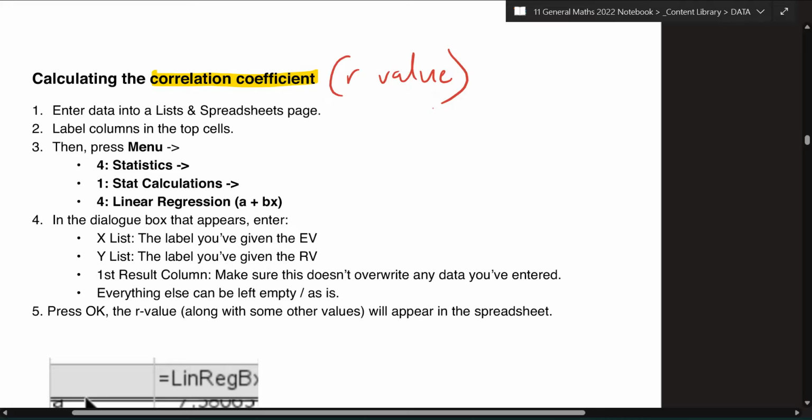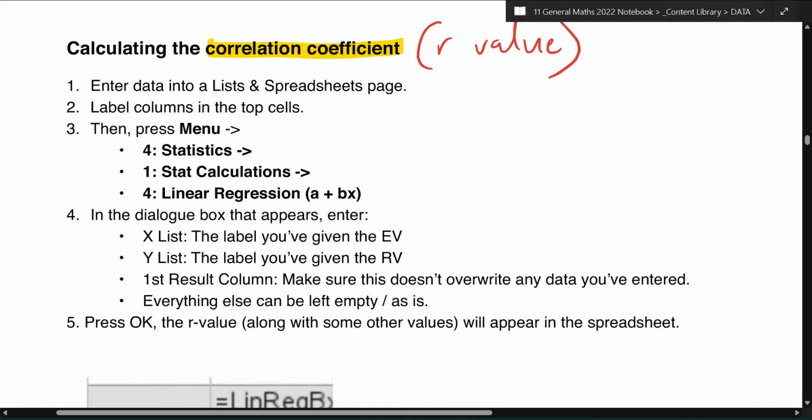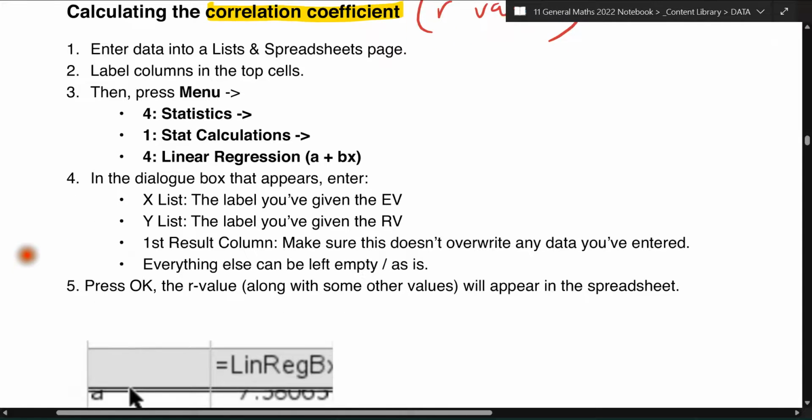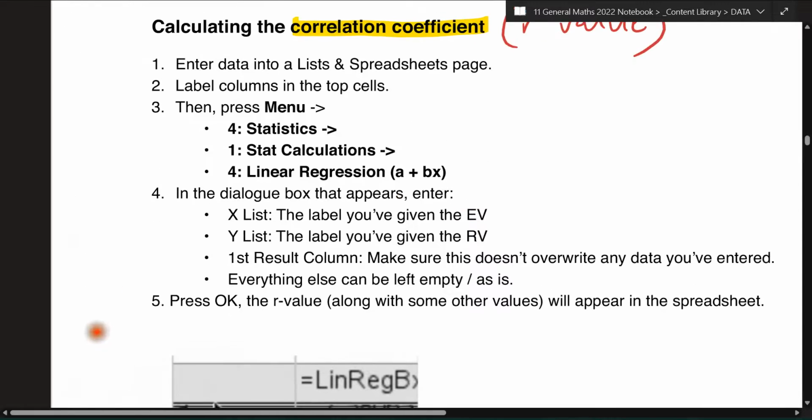So this is what we do in a calculator. Typically, we know how to do this already. The first part is put your data in your calculator. So you've got your list and your spreadsheets. You've got column 1, column 2. Make sure you know as well which is your EV and which is your RV, because if you get them the wrong way around, you're going to get the incorrect R value. So firstly, understand that. Label the columns as you know.